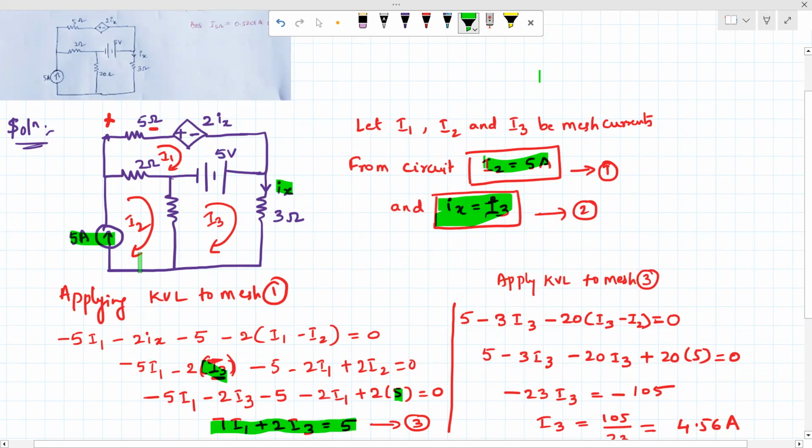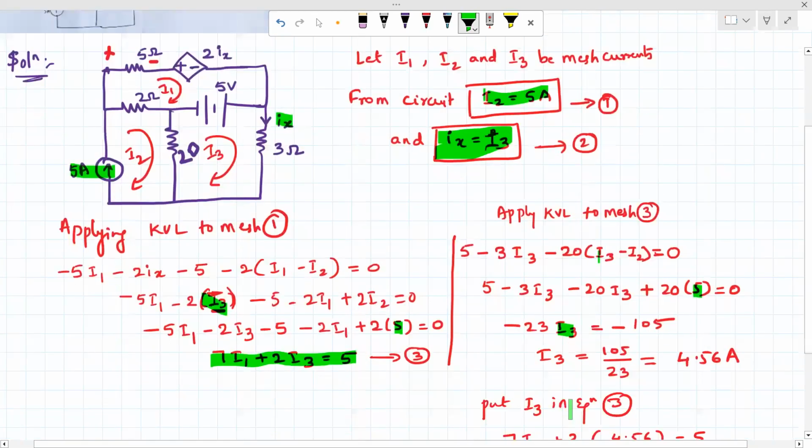Similarly, applying KVL to mesh 3, we will start with this 5 volt. It is going from minus to plus, so it is plus 5 minus 3I3. And there is a resistance of 20 ohms here. So 20 into, we are going in the direction of I3, so it is I3 minus, there is the opposite I2 coming, so minus I2. Again, we substitute I3, and for I2 we substitute the value of 5 amps. So there is only I3 as a variable.